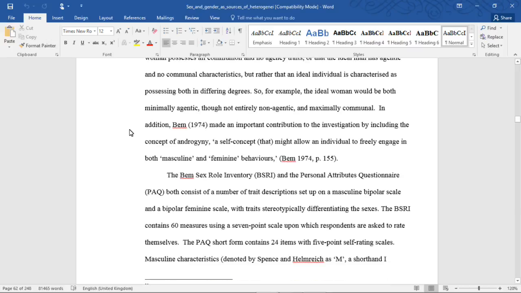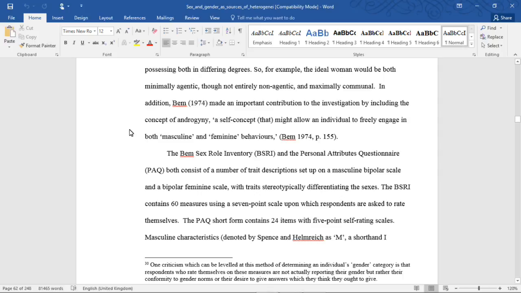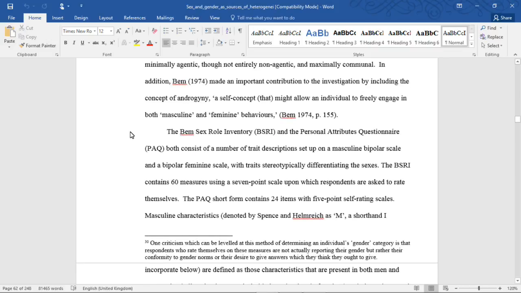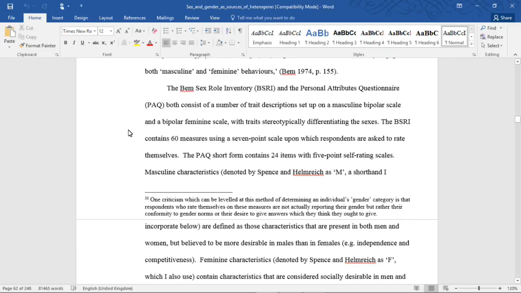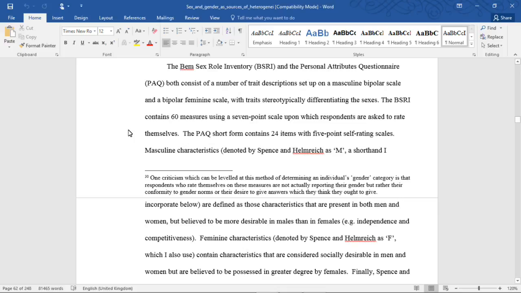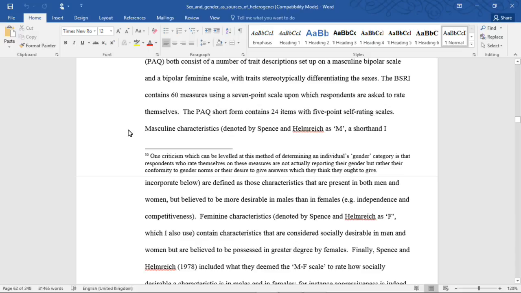In addition, Bem made an important contribution to the investigation by including the concept of androgyny, quote, a self-concept that might allow an individual to freely engage in both masculine and feminine behaviors, unquote. The Bem Sex Role Inventory and the Personal Attributes Questionnaire both consist of a number of trait descriptions set upon a masculine bipolar scale and a bipolar feminine scale, with traits stereotypically differentiating the sexes. The BSRI contains 60 measures using a 7-point scale upon which respondents are asked to rate themselves. The PAQ short form contains 24 items with 5-point self-rating scales.